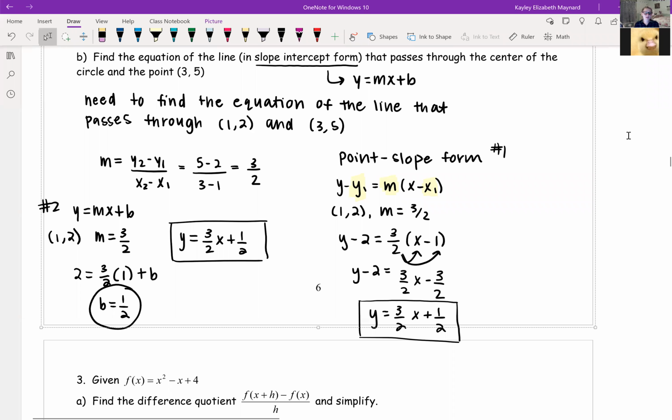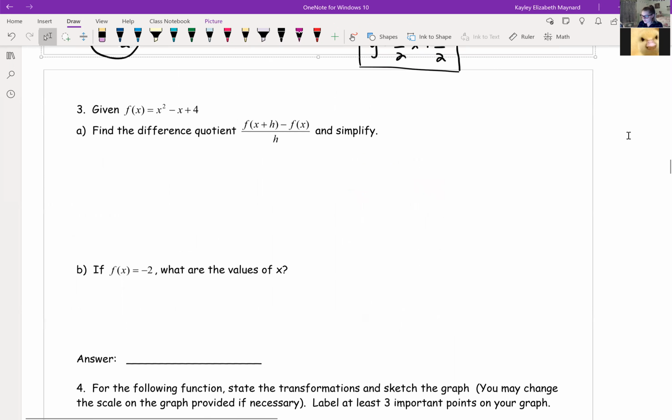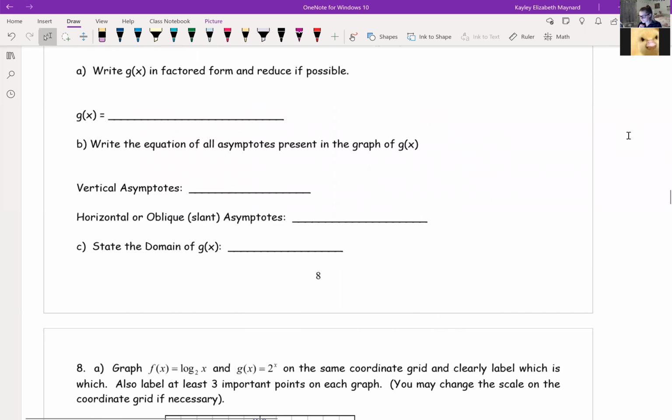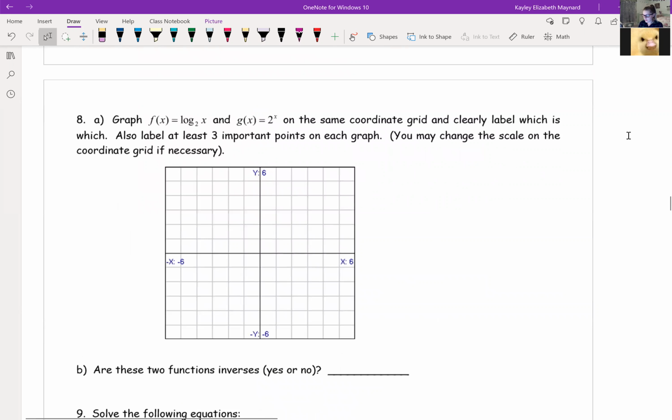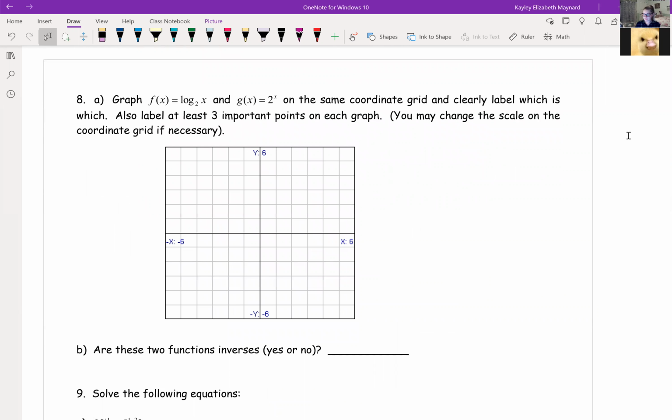Okay, so we are going to do question 8A, and we'll also do B because it's not too bad. So scrolling down. Okay, 8A. 8A says graph f of x equals log base 2 of x and g of x equals 2 to the x on the same coordinate grid and clearly label which is which. Also label at least 3 important points on each graph.